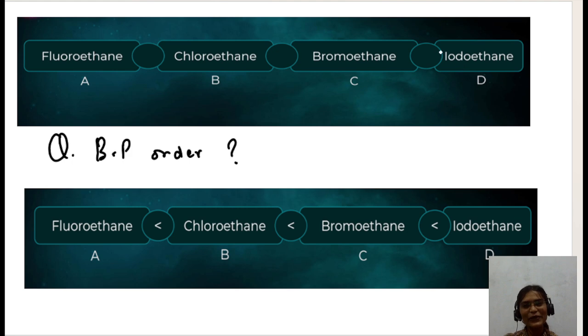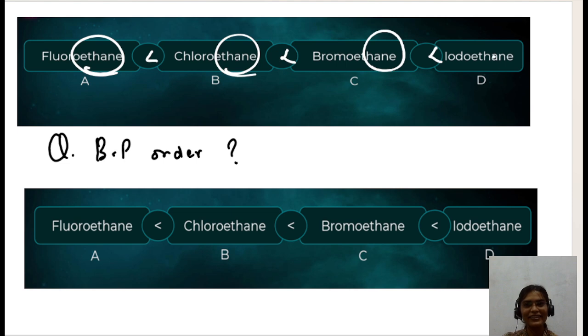It's iodoethane, then bromoethane, then chloroethane. The answer is simple because it's ethane, ethane, ethane, ethane. So what is common here? This is iodine, this is bromine, this is chlorine, and this is fluorine. So it's already given. Okay, this is all for the boiling point.